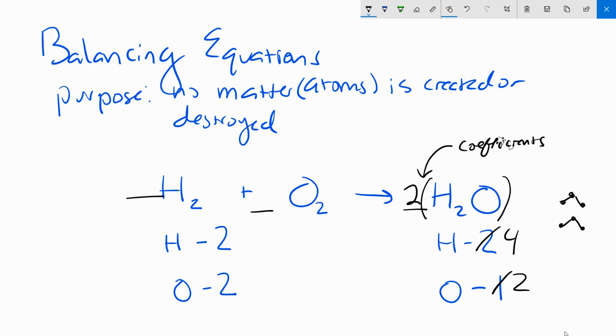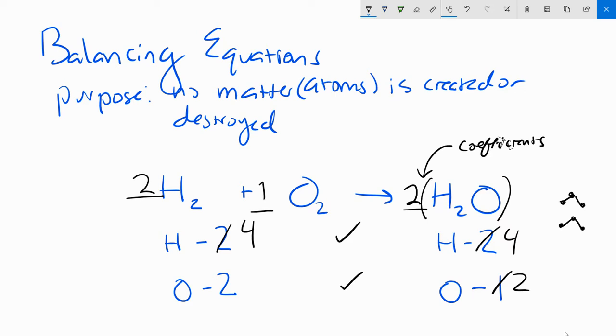Those match, but my hydrogens don't. I have 2 on one side and 4 on the other. So I want to go back and balance, and I say, oh, okay, I put a 2 in front of here, 2 times 2, that's 4. So now I've got 4 hydrogens, check. 2 oxygens, check. And I'm ready to go.